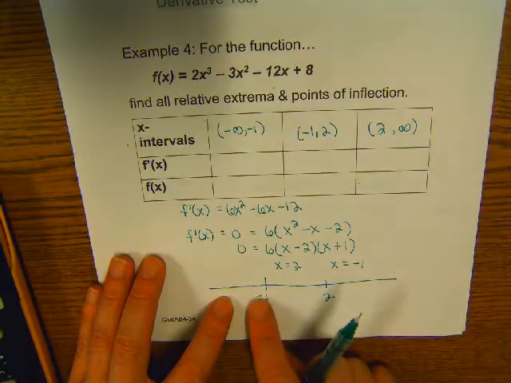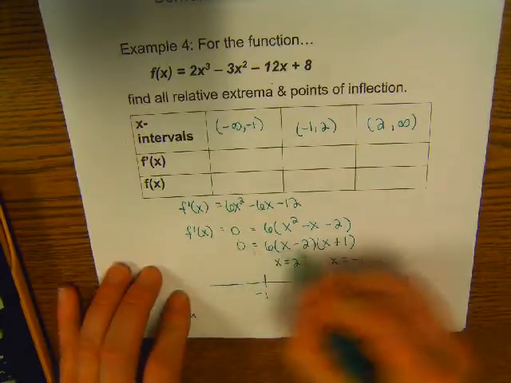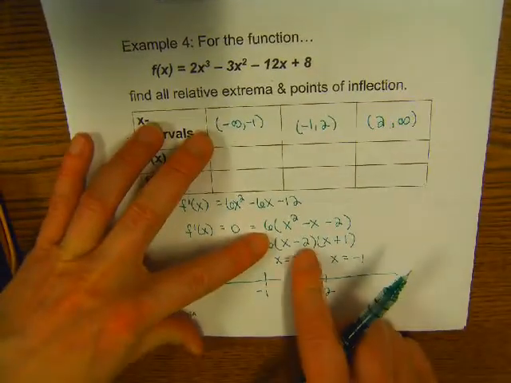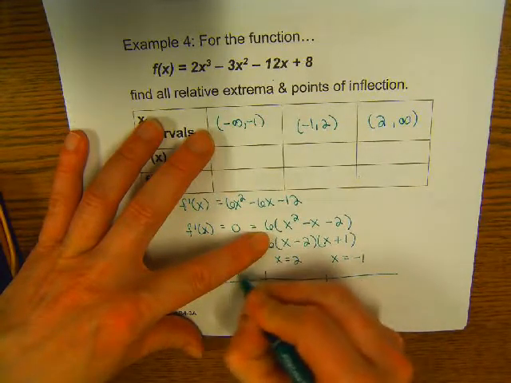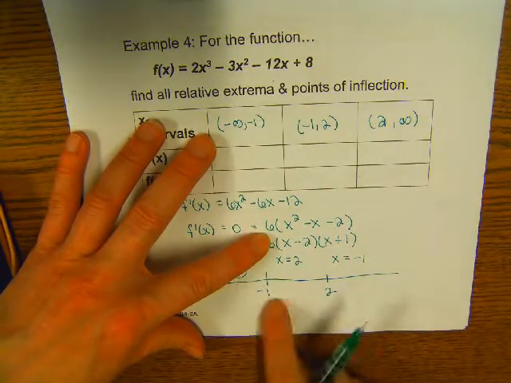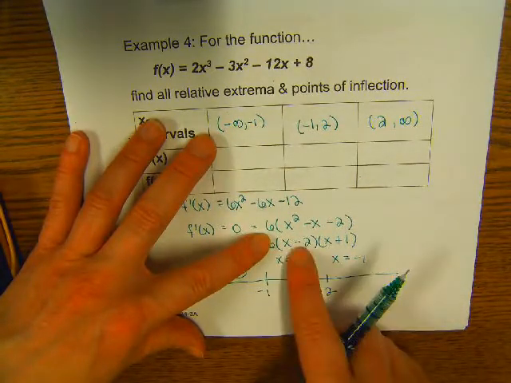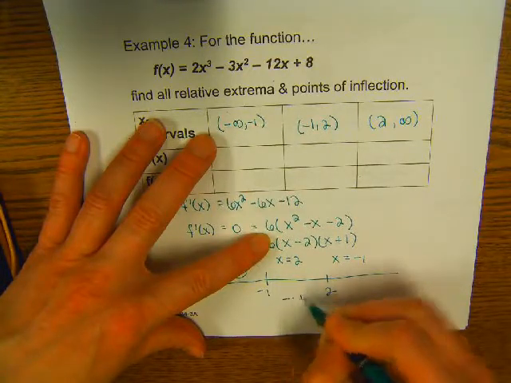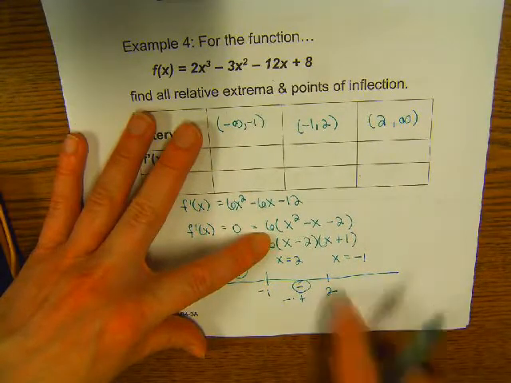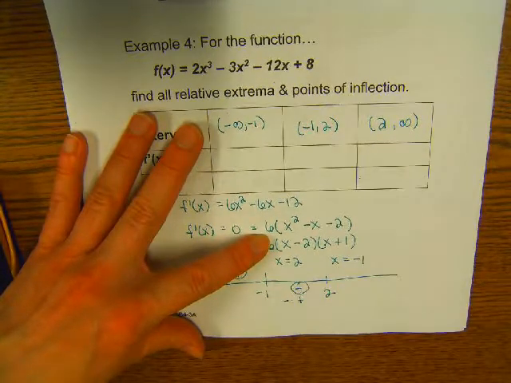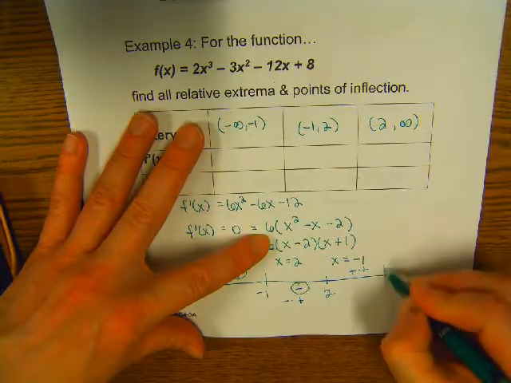So if I picked like -2 and I put it in this expression here, well, 6 is always positive, so I'm really just looking at these two. This negative and this negative. A negative times a negative is a positive. If I picked a value between -1 and 2, suppose 0, I'd get a negative times a positive, which is a negative. And then if I picked something larger than 2, I'd get positive times positive, which is positive.